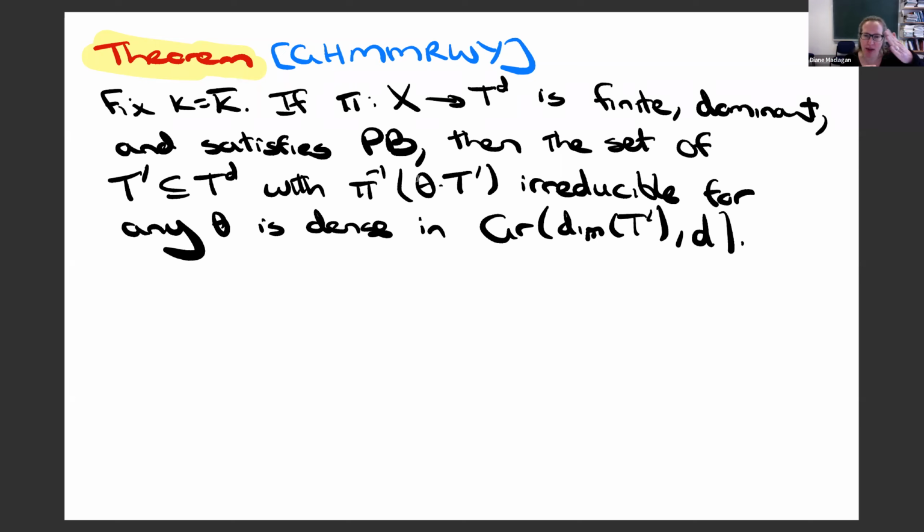I can wiggle my hyperplane a little bit, and wiggling my hyperplane a little bit in the Grassmannian wiggles my torus a little bit. And for that wiggled T prime, the preimage will be irreducible. And it'll be irreducible for any coset. It's one of these things that I have to say, I understand the proof, but I don't fully understand why it works that way. It's one of those, once it works for any coset.